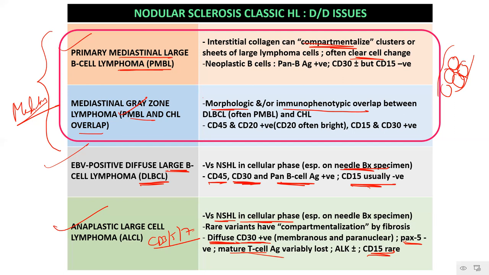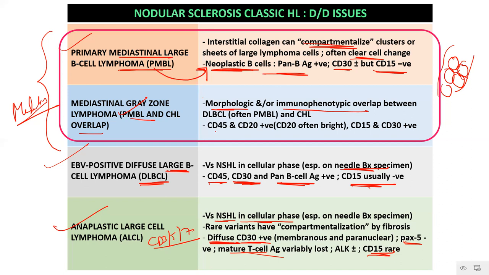lymphomas. And because this is of a DLBCL kind of a tumor, the neoplastic cells in the primary mediastinal large B cell lymphoma will express most of the pan B cell markers along with OCT2 and BOB1. And importantly, CD30 may be expressed, but the CD30 will be usually focal, heterogeneous and weak in expression compared to the strong expression that you see in the case of classic Hodgkin lymphoma. However, CD15 is usually negative.